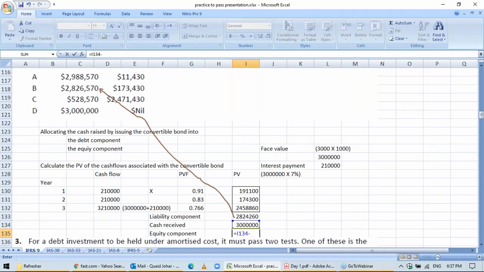So 3 million minus this gives you 175,740. So this is closer to this amount. Okay, so the correct answer is B.